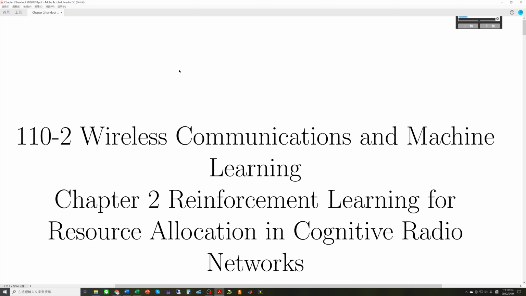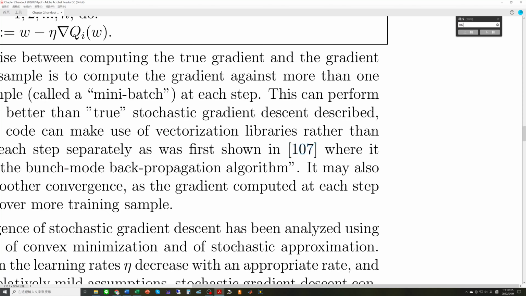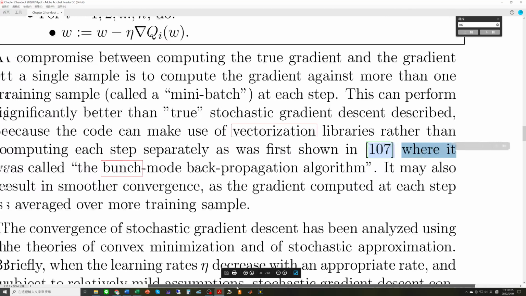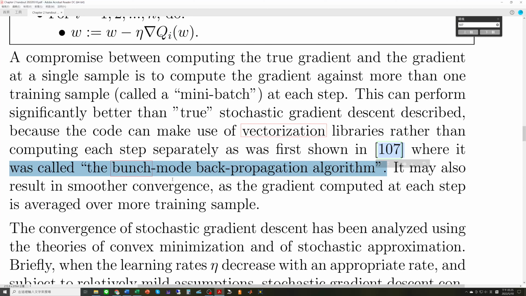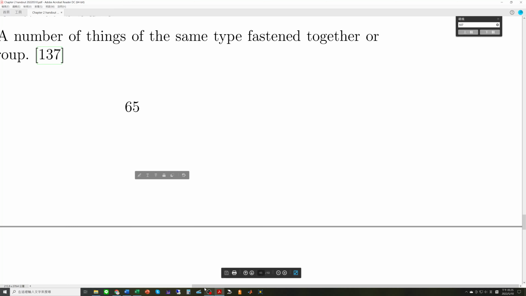Now let us go back to the location where we cite reference 107, where it was called the bunch mode backpropagation algorithm. What is the meaning of bunch? Let us see.